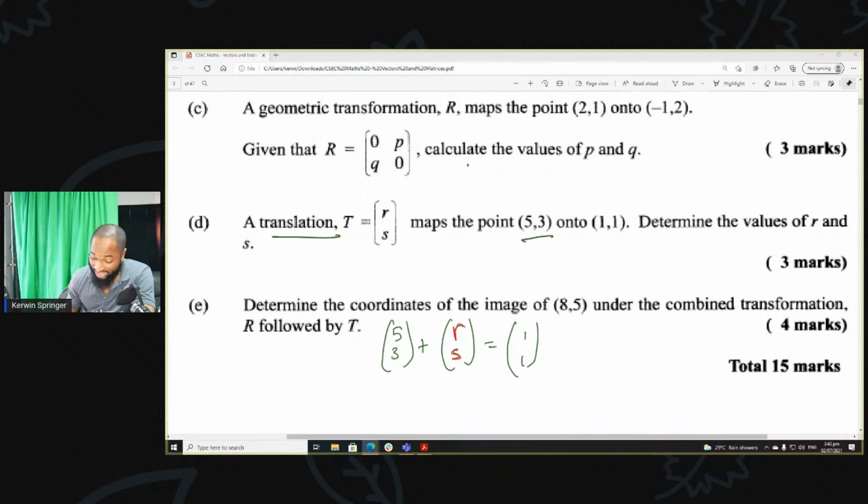This was a really nice question, kind of decoding what's going on here with transformation matrices. So r, s must be equal to, you bring across this kind of way now, 1 minus 5 and then 1 minus 3. r is -4. This one is -2. You must understand your directed numbers.